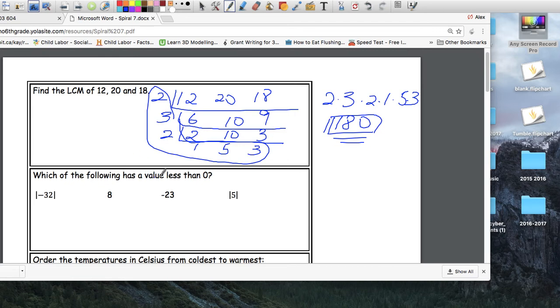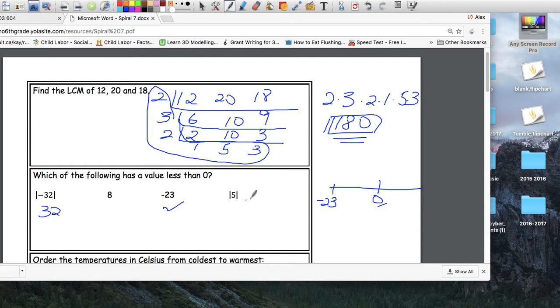Which of the following has a value less than 0? Ooh, less than 0. Well, the absolute value of negative 32 is 32, so this is definitely bigger than 0, so that's not it. 8 is greater than 0, so it's not less than 0. Negative 23, is it less than 0? Yes, it is, because if you put it on a number line, here's 0, here would be negative 23. Remember I told you the number on the right is always the bigger one, so 0 is bigger than negative 23, so this one works.